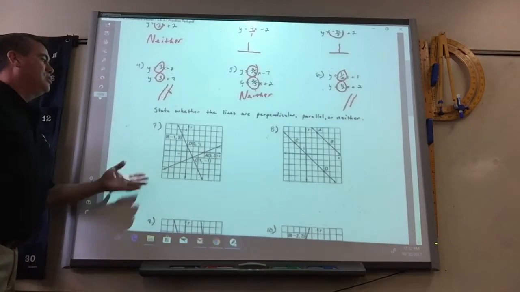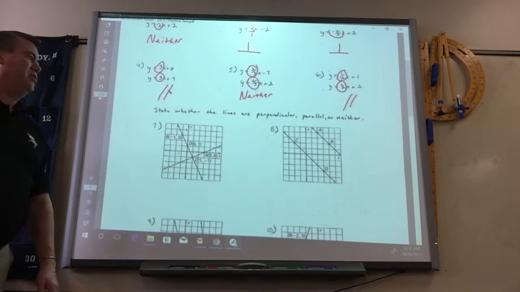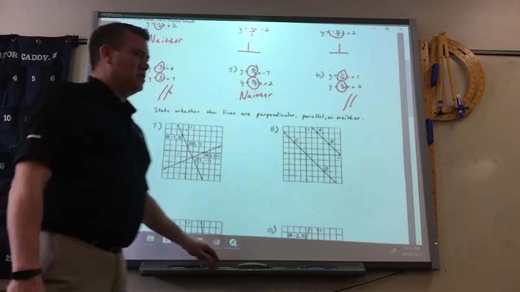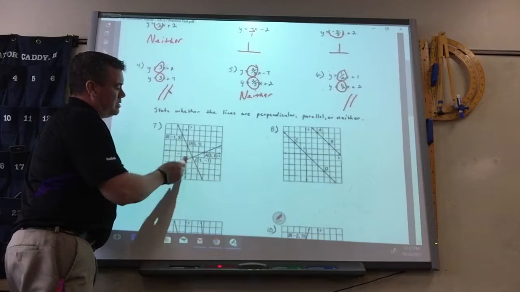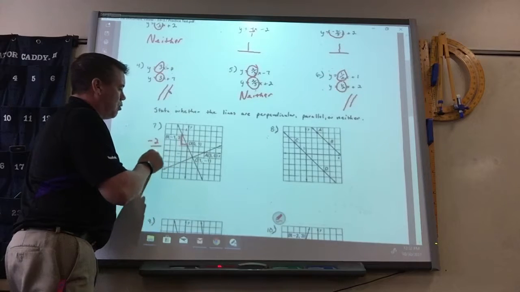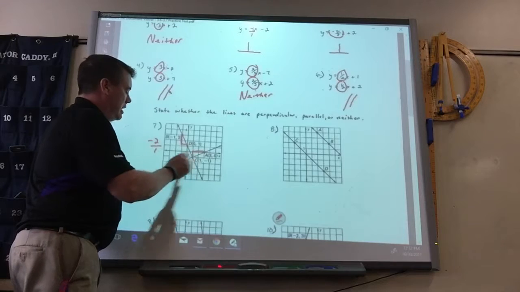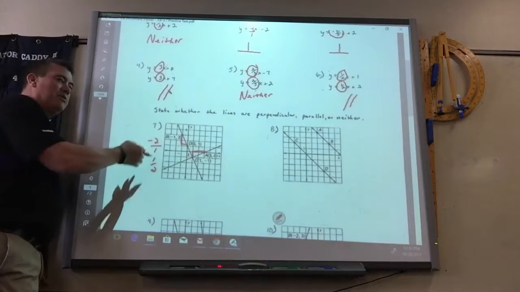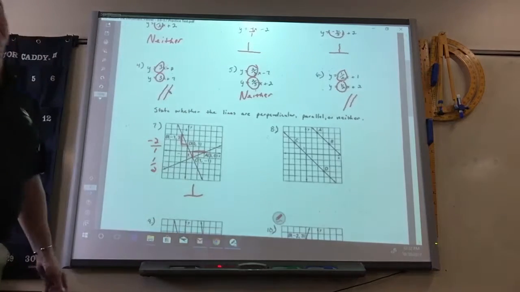Okay. So same thing here. Tell whether they're parallel, perpendicular, or neither. So what you got to do is find the slopes. So this slope, remember, you can use any 2 points. If I do that one and that one, it goes down 2 and over 1. If I use these 2 points, it goes up 1 and over 2. They are reciprocals, they are opposites, so that is perpendicular.